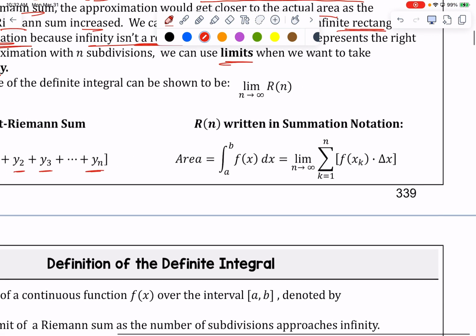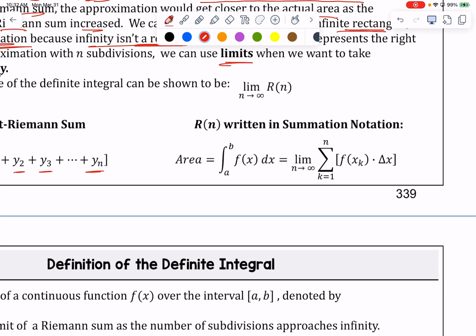Okay? Now, what that looks like is written in summation notation. It's the definite integral from a to b of f of x dx. It'd be the limit as n approaches infinity of the sum from k equals 1 to n of f of x sub k times delta x. We're going to take it from this back to this, and I'm going to show you how to do that right now. It's actually the easier way to do it.